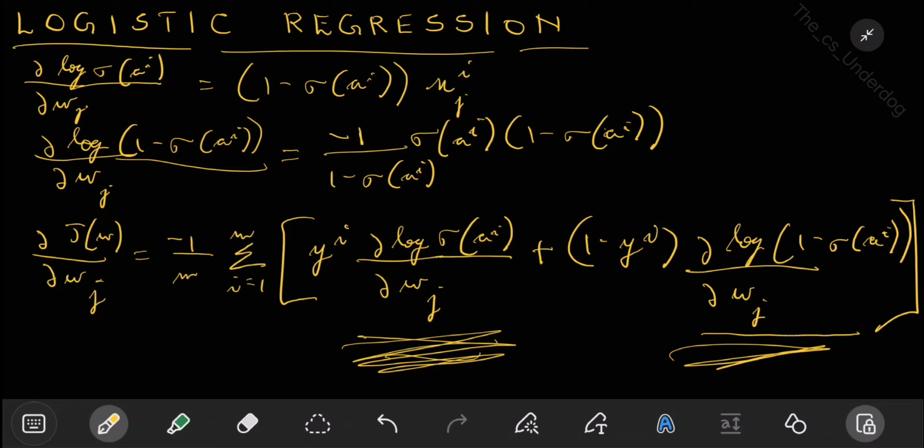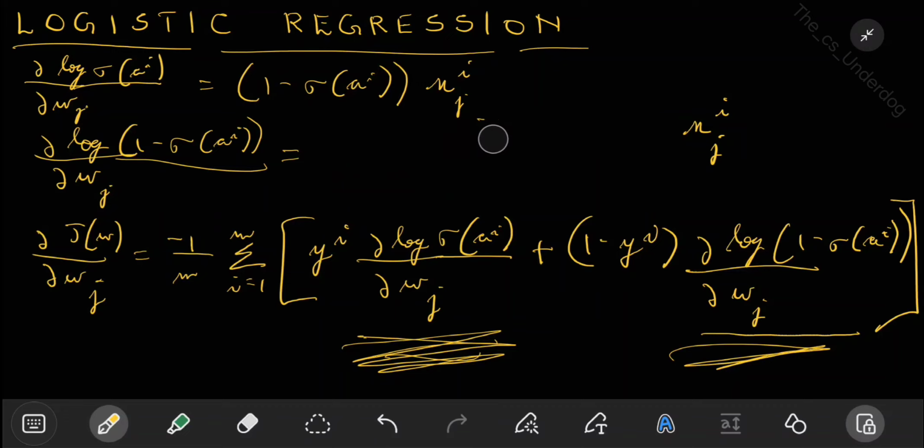What is the derivative of ai with respect to wj? There is only one x term, so it will be xji. That is the only x term corresponding to that particular wj, that is xji. Okay. So here this will both get cut off. So what remains is minus sigma ai into xji. So I'll write it neatly. What remains is minus sigma of ai into xji. This is what remains. Okay.